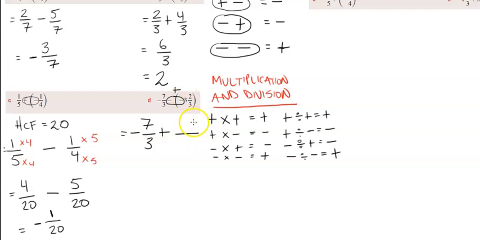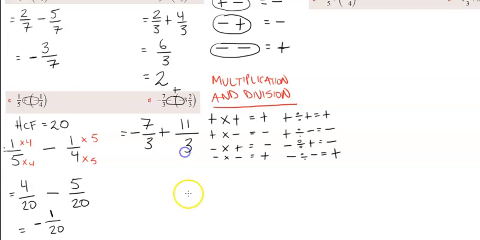Now, we need to change this mixed numeral into an improper fraction, and we've already looked into this skill in our previous class. We take the whole number and multiply that by the denominator. So this is 3 times 3, which is 9. Then add the numerator, 9 plus 2, which is 11.